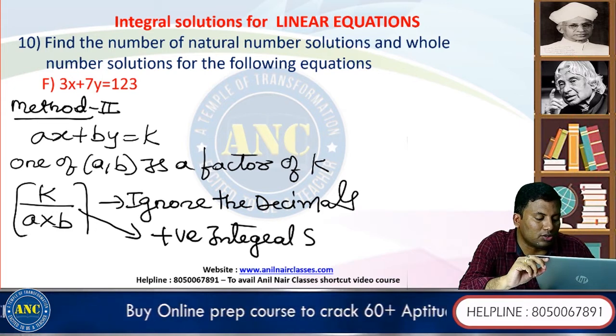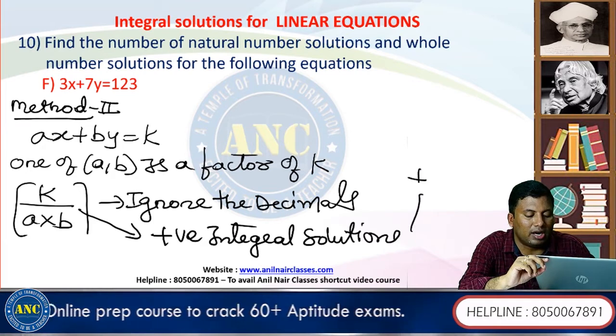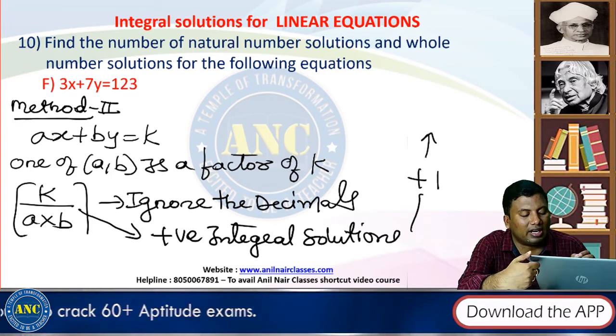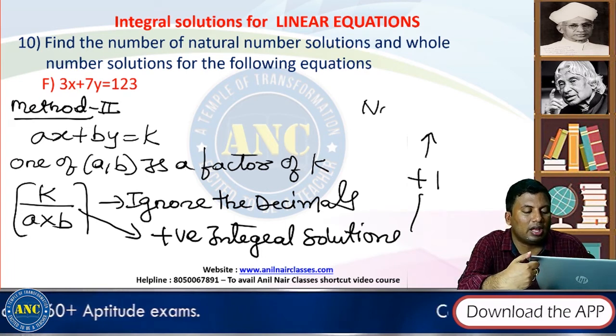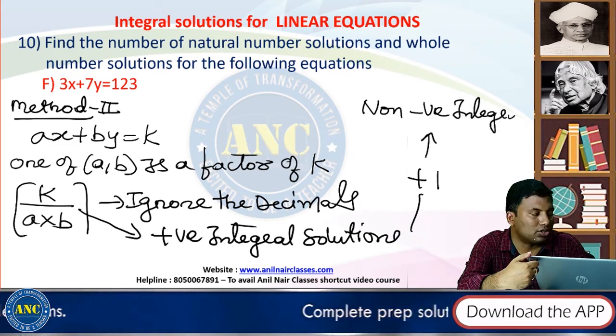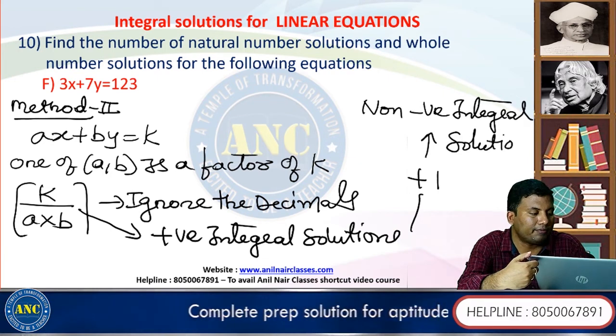Positive integral solutions. If you add plus 1, why plus 1? Because one of them is a factor of right hand side. I will get non-negative integral solutions.